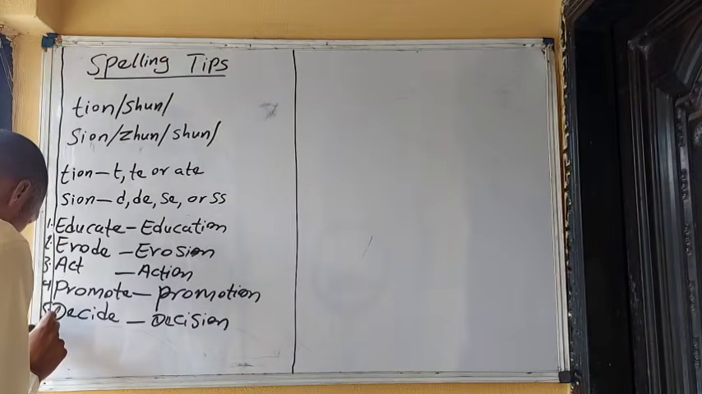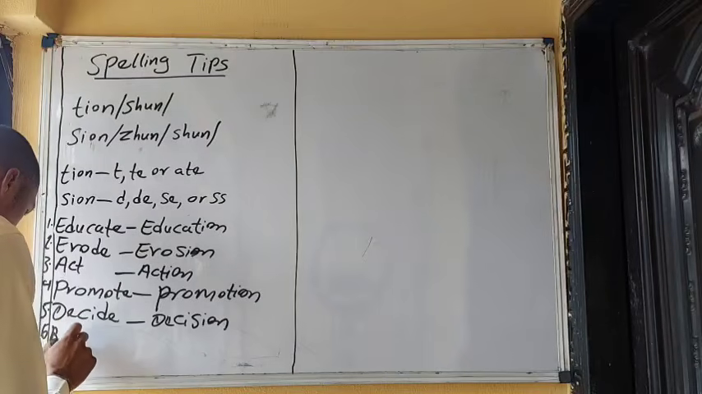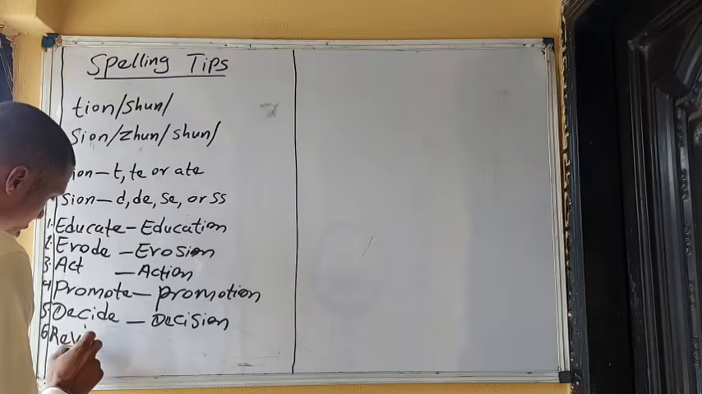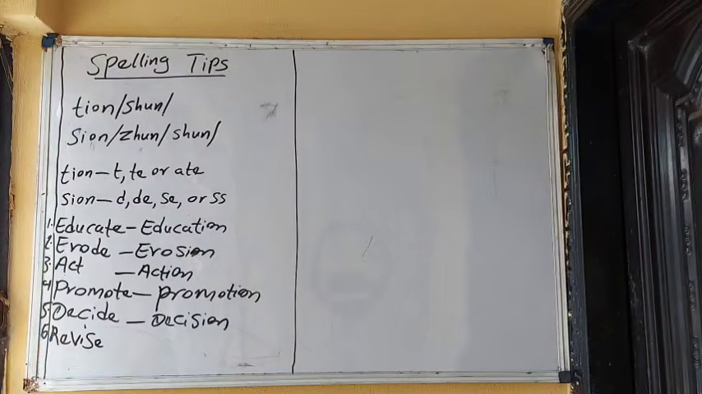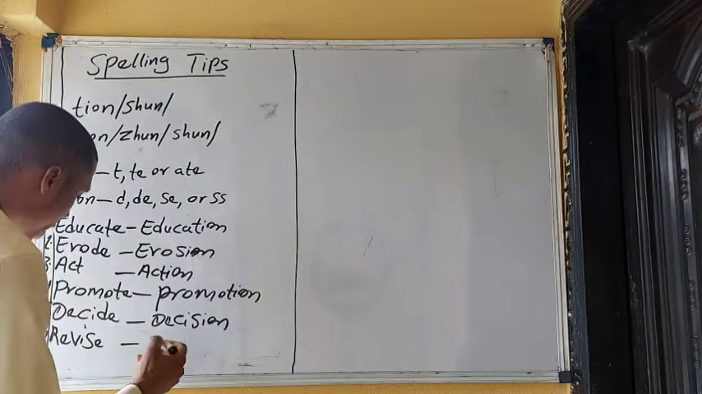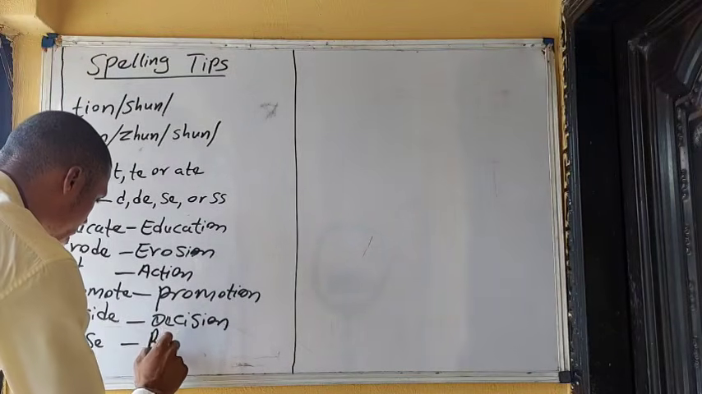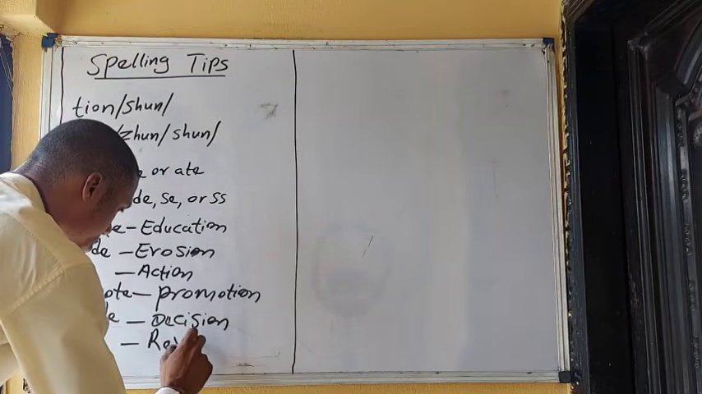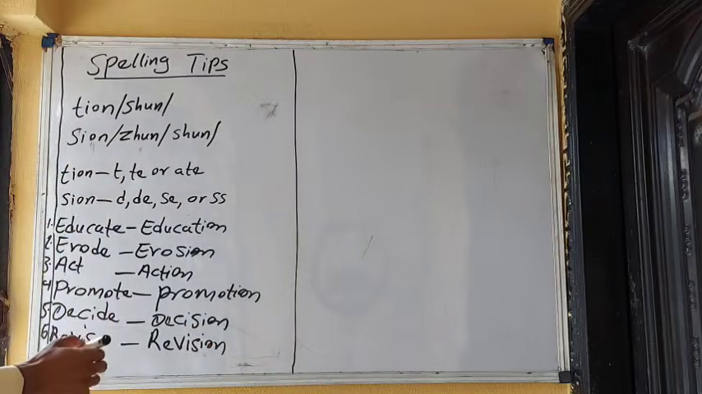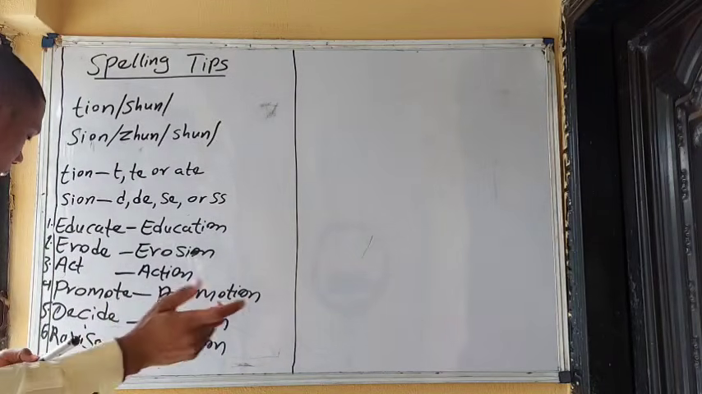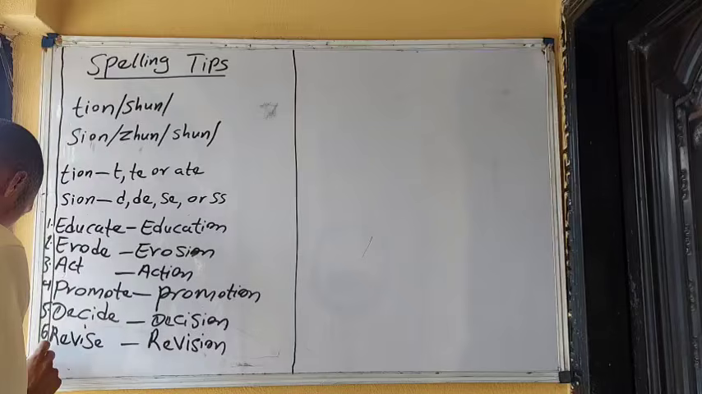Next we have 6, revise. So we are going to be using the tion, which is revision. Exactly. Next we have number 7.